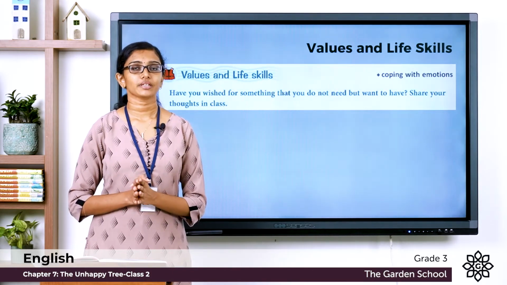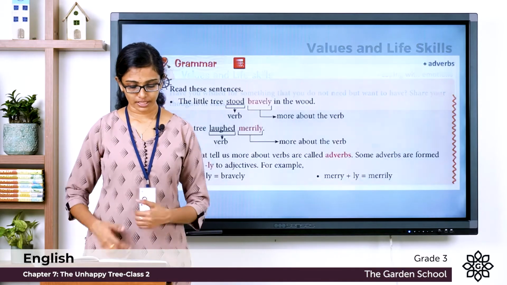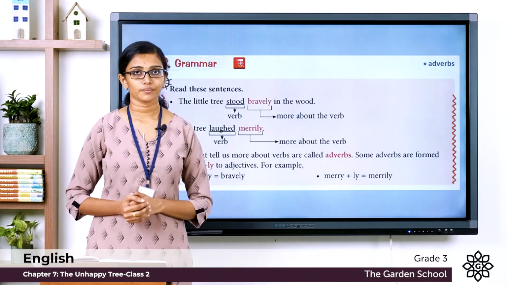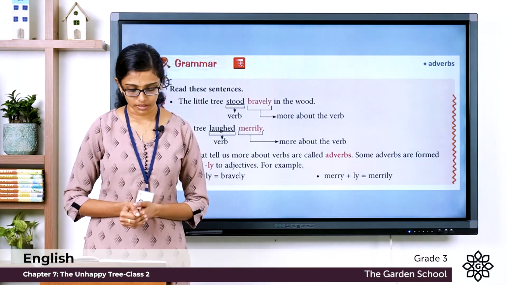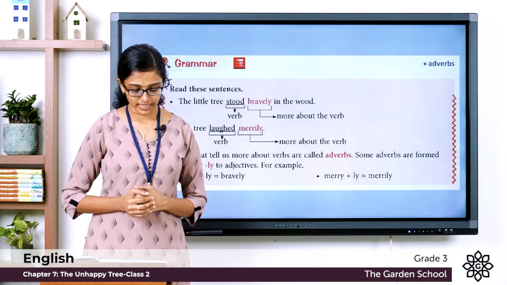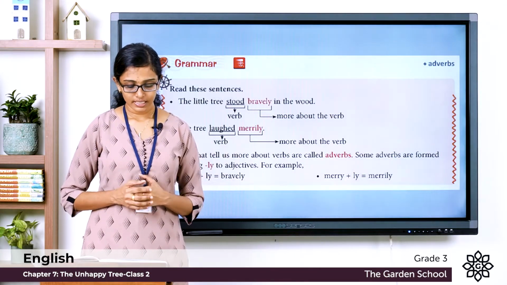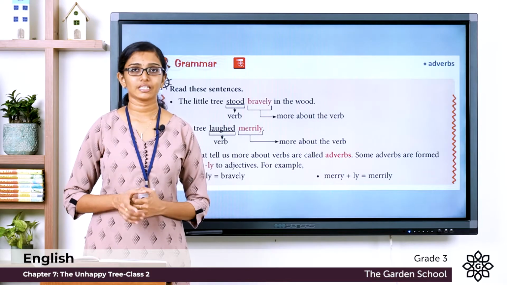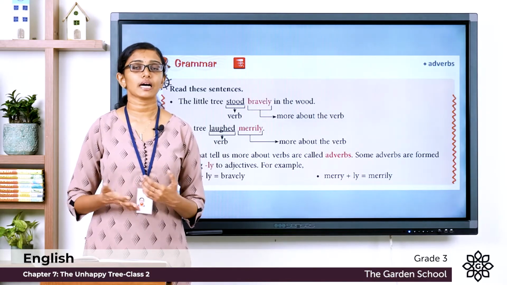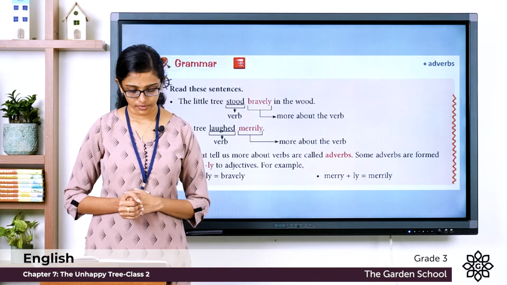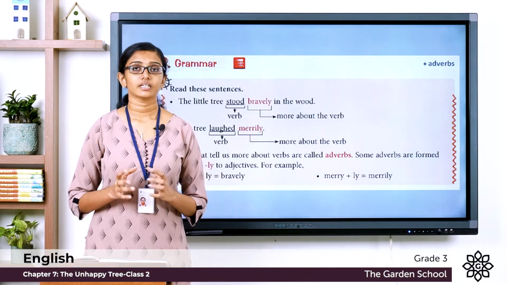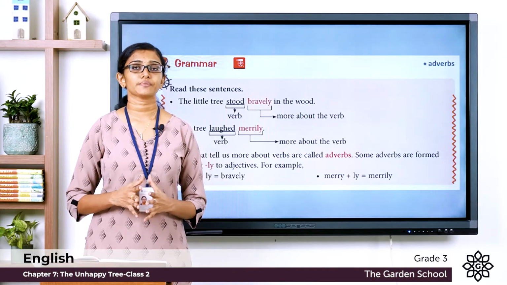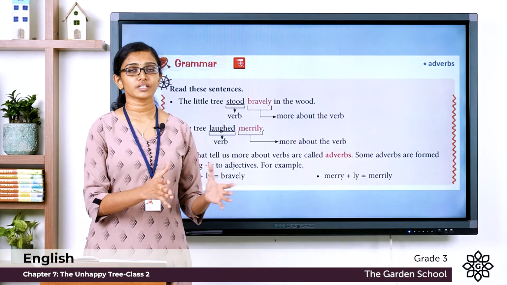Now let's move on to the next section. It is the grammar section. This is about adverbs. And what do you mean by an adverb? Look into your textbook. A few examples are given there. The little tree stood bravely in the wood. See the verb stood? It is the past tense of the verb stand. Bravely, the word bravely describes more about how the tree stood there.